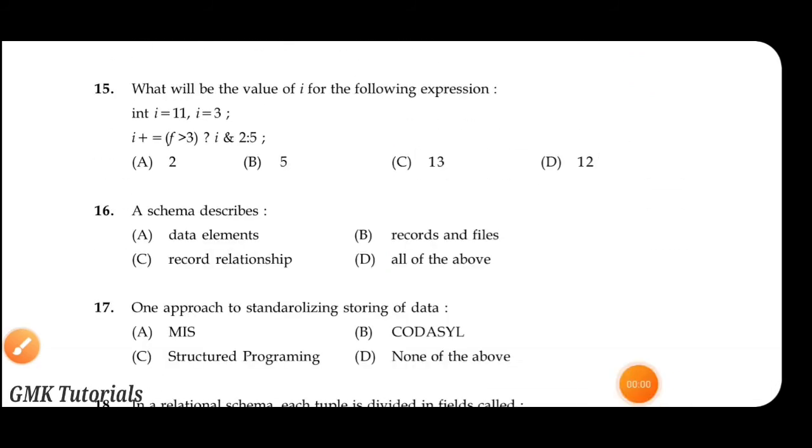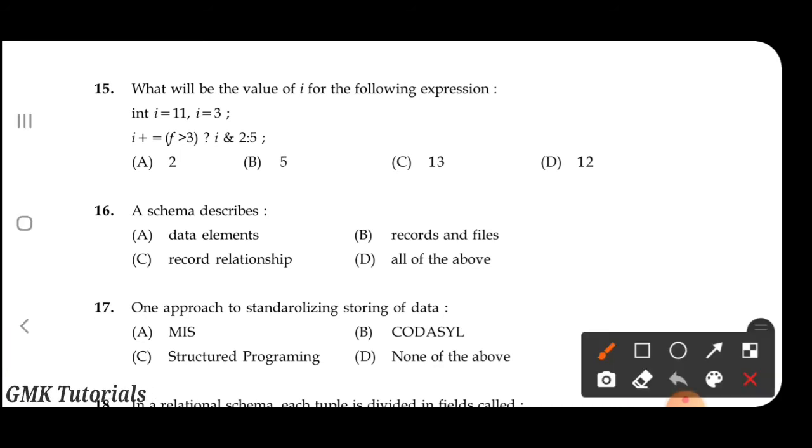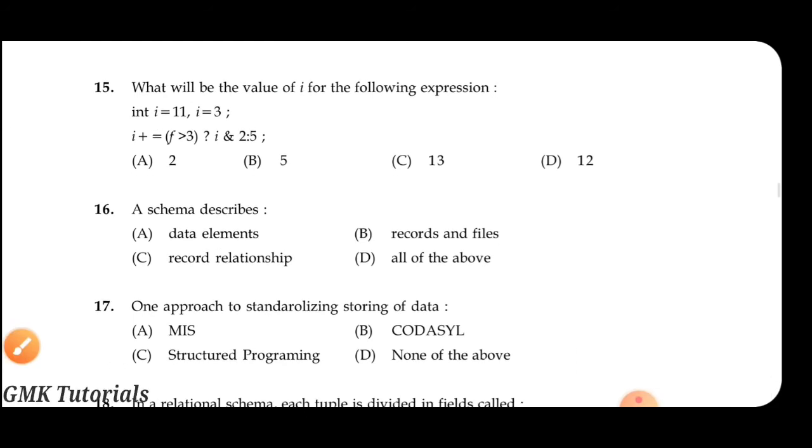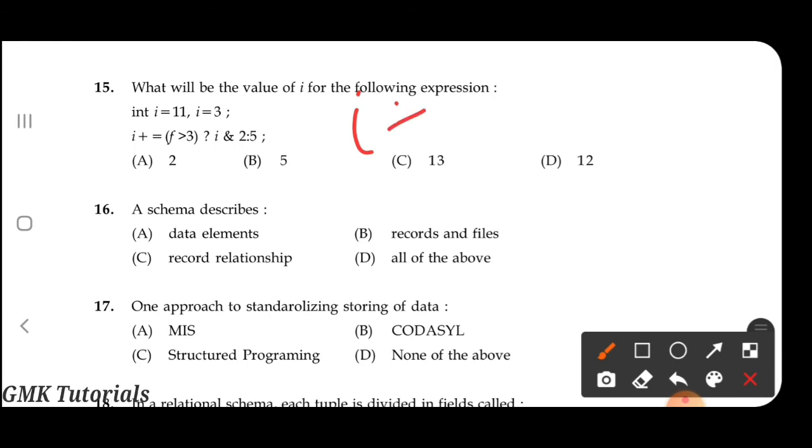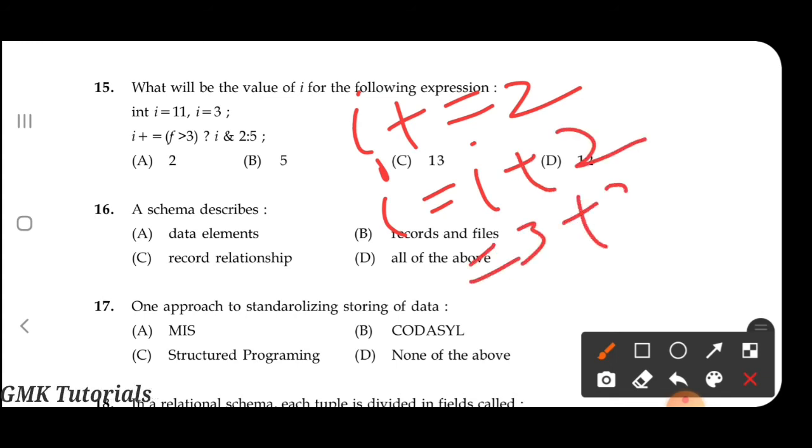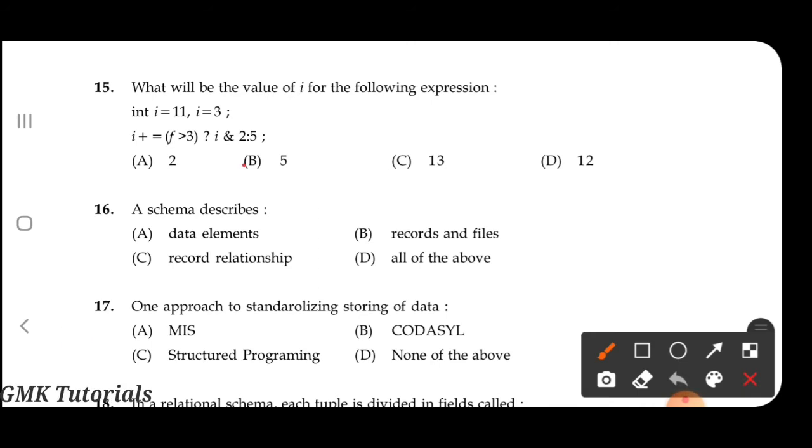Next question, the 15th question: what will be the value of I for the following expression? Integer I is equal to 11, I is equal to 3, and the given ternary expression. The initial value of I is 3, we are selecting this, and the given expression we have to evaluate. After evaluating, I plus equals 2, I equals I plus 2. The initial value of I is 3, so 3 plus 2 is equal to 5, so the answer is 5.